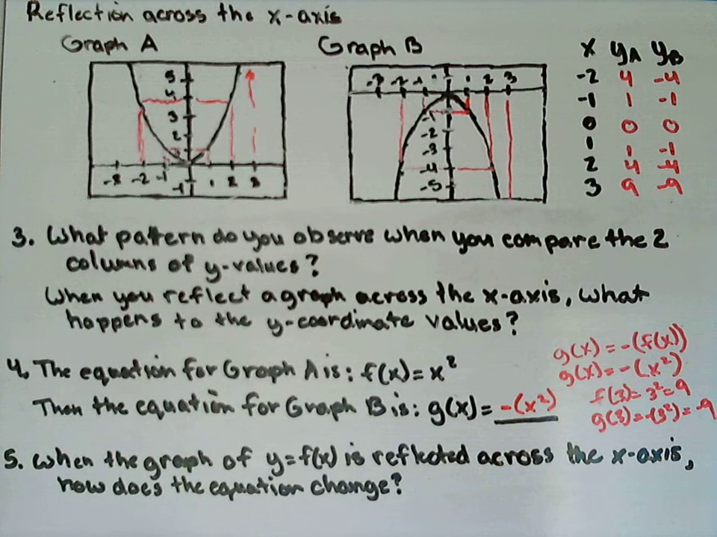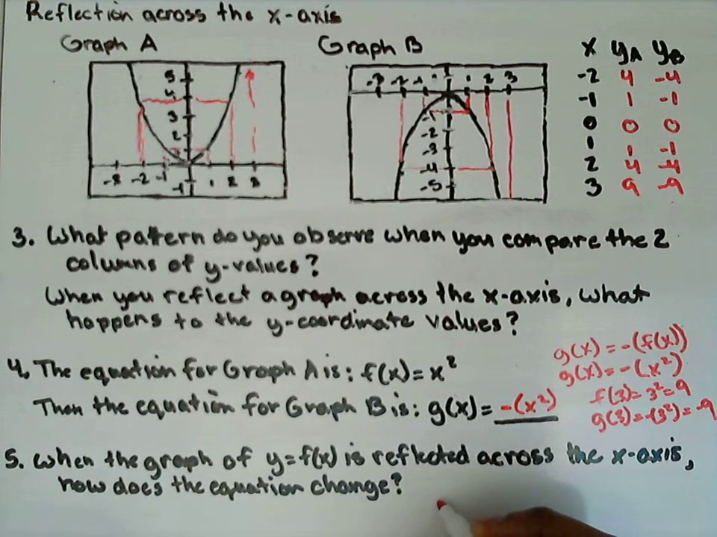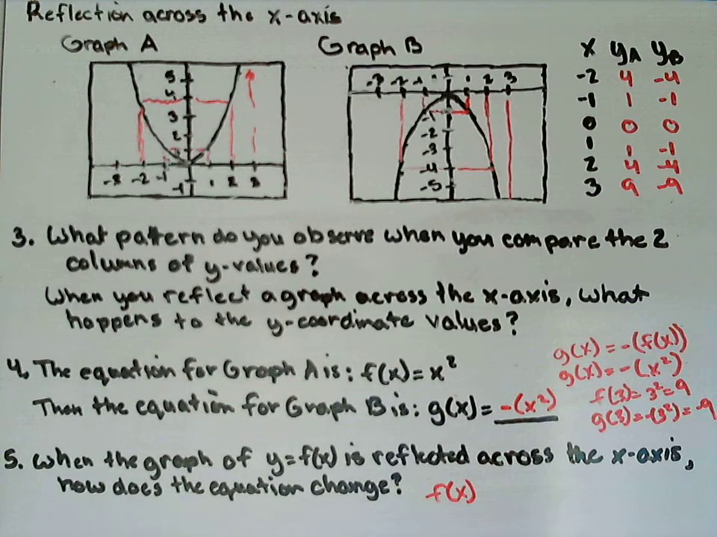When the graph of y equals f of x reflects across the x-axis, how does the equation change? We've kind of already answered that. We've found that basically when we have our f of x, when we reflect it over the x-axis, we get our reflection, which is g of x, which basically is again negative of our f of x.